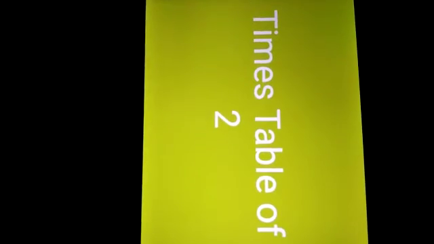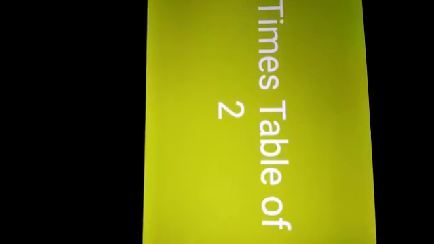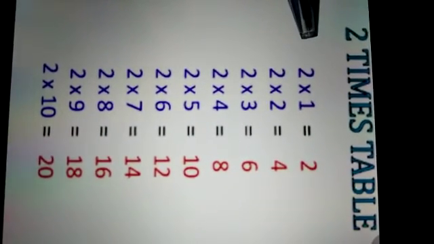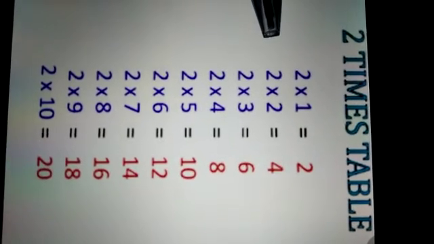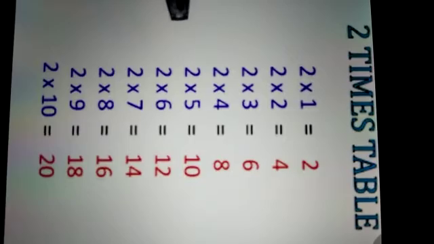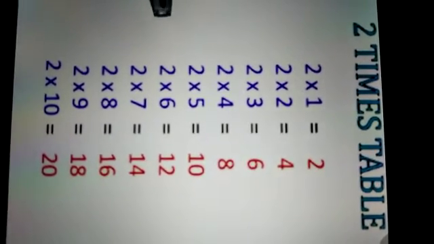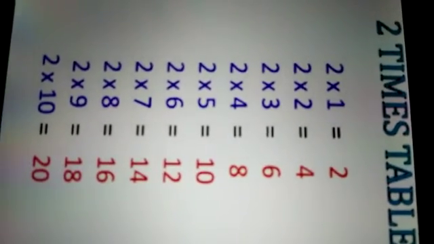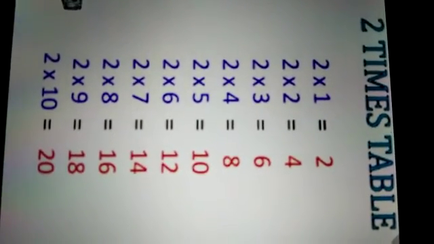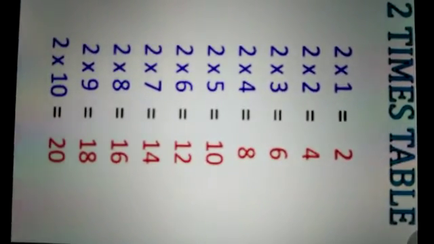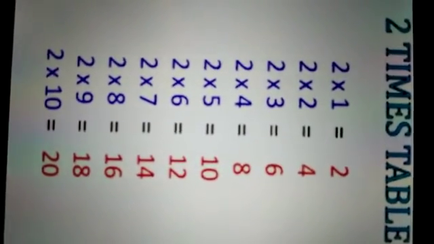Our first timetable is the times table of 2. Let's say it with me. 2 1s are 2, 2 2s are 4, 2 3s are 6, 2 4s are 8, 2 5s are 10, 2 6s are 12, 2 7s are 14, 2 8s are 16, 2 9s are 18, 2 10s are 20.